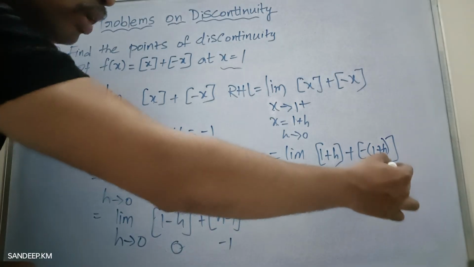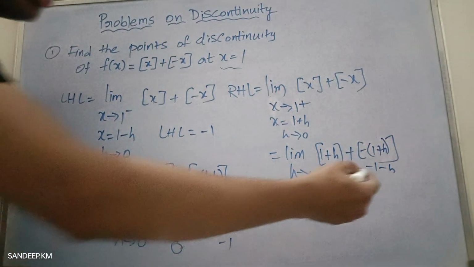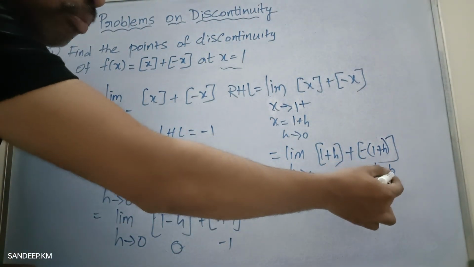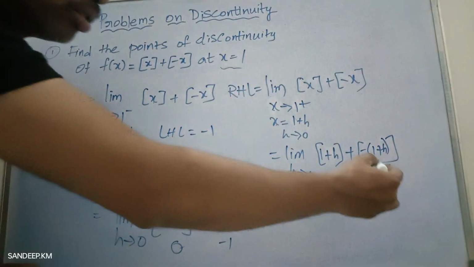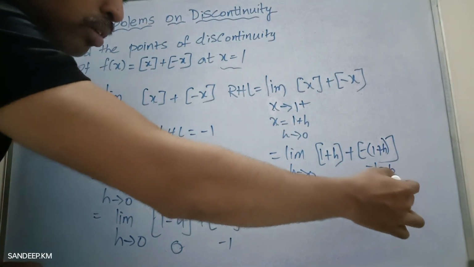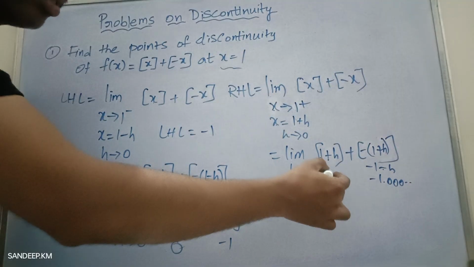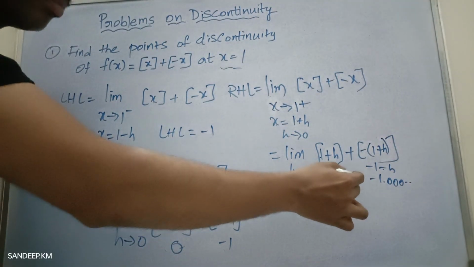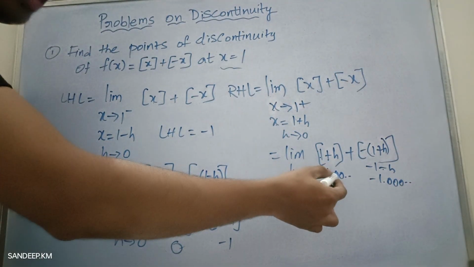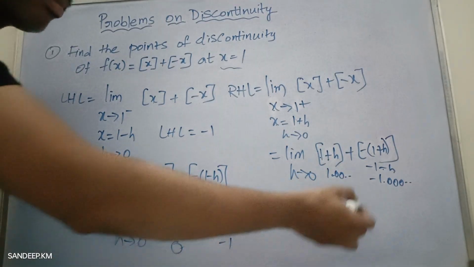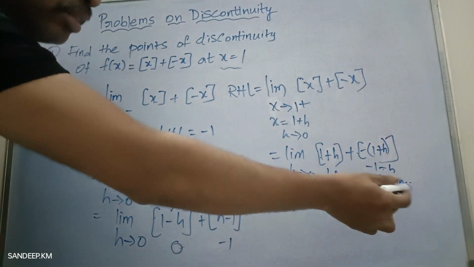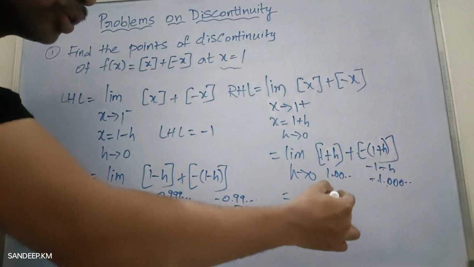This is minus 1 minus h, which means minus 1 minus 0.000 something. So this is minus 1.000 something. Okay, now and this is 1 plus 0.000 something, so 1.000 something. And step of 1.000 something is 1. And step of minus 1.000 something is minus 2. Please observe.